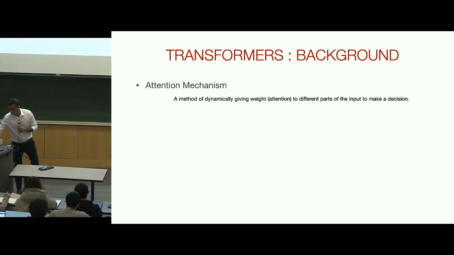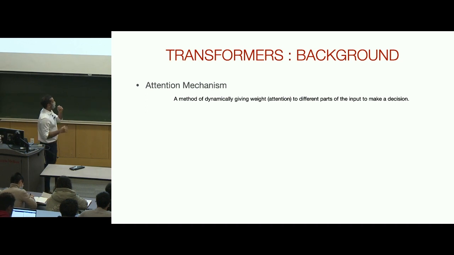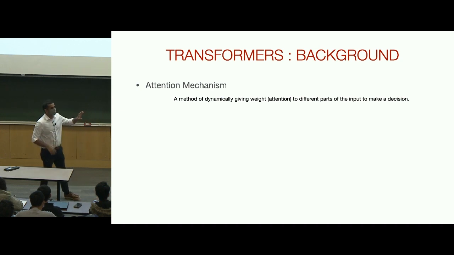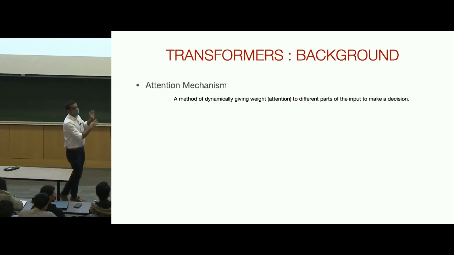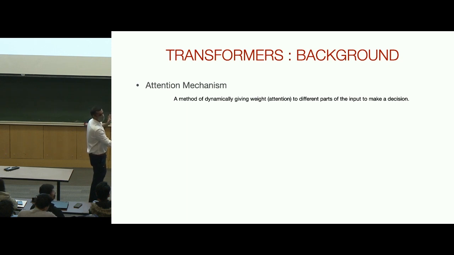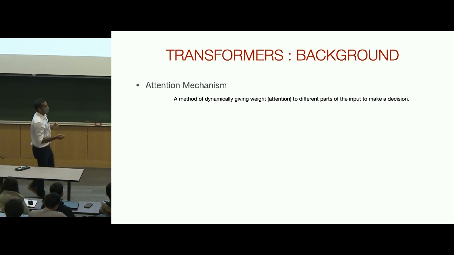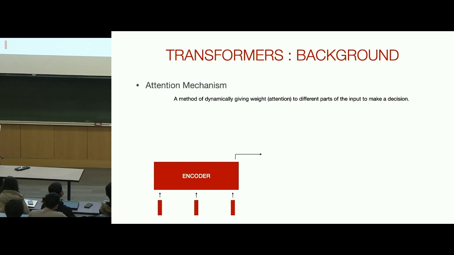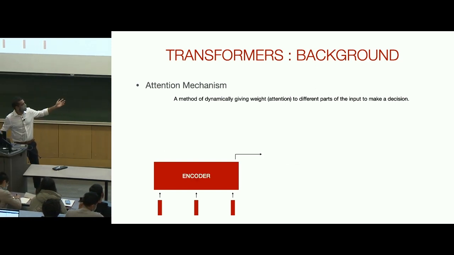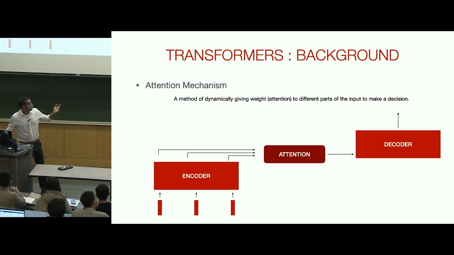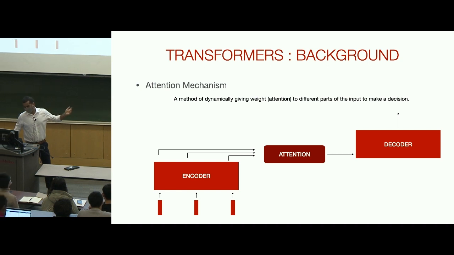What attention does, in very layman terms, the attention mechanism is a method that dynamically gives weights or attention to different parts of the encoder, or the hidden states of the encoder, or different parts of the input to make the decision. It does that automatically. So it relieves the pressure of the last hidden state of the encoder, and also looks at the previous hidden states. So instead of sending in just the final state, we're sending in all the hidden states into the attention mechanism, and that's what the decoder uses to generate the outputs.